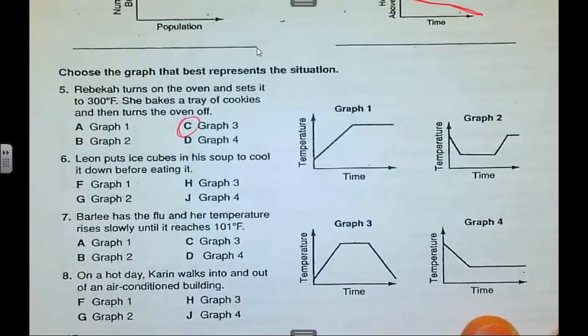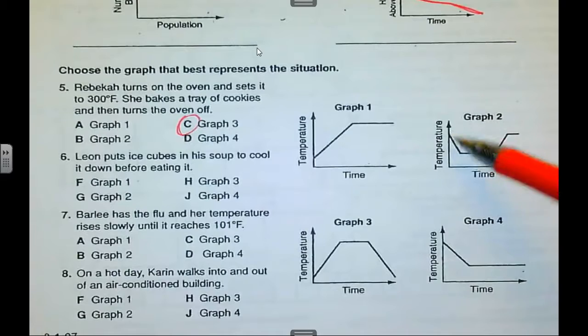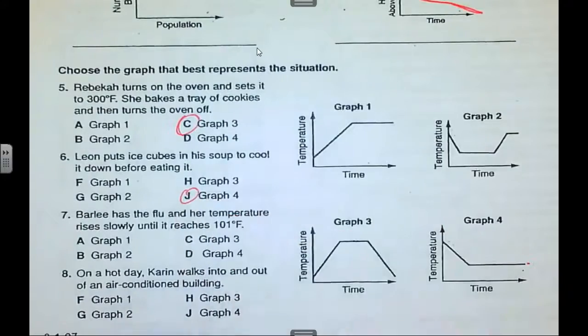Number six, Leon puts ice cubes in his soup to cool it down before eating. So the temperature is going to be hot, then it's going to go down and cool. So it's going to start off hot, so it's either going to be graph 2 or 4. Then it cools, gets to a point where the ice melts and stays at temperature. So it's going to be graph 4.